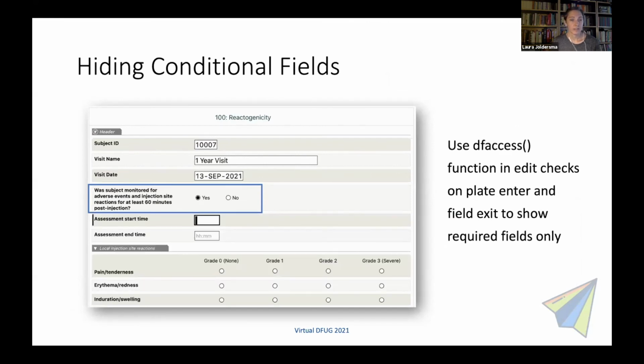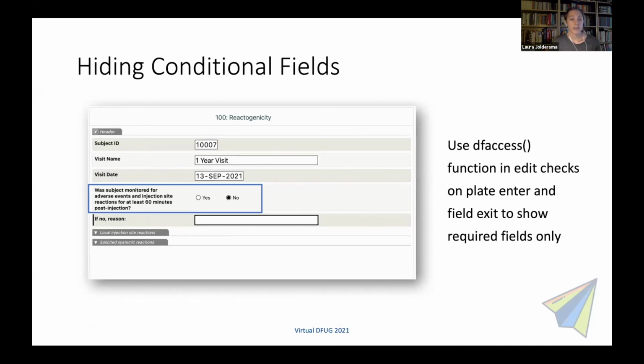So if I answer yes, I see all the assessment details that I need to provide because the assessment has been done. Whereas if I answer no, I then see the text field that asks me for the reason to explain why the assessment wasn't done.